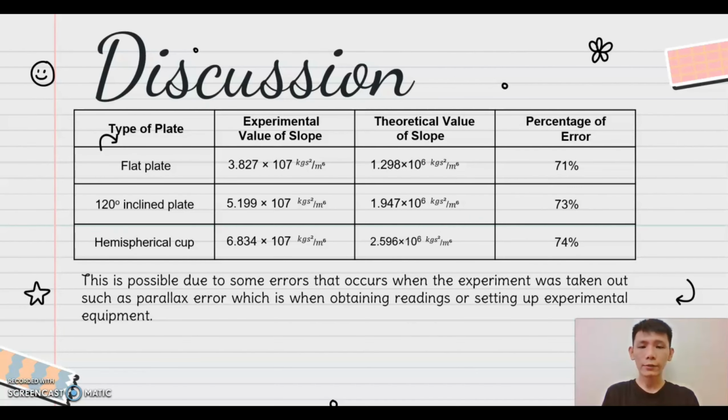My name is Teng Yu. I will cover the part of discussion. So after we did our lab, we did a calculation for the value of the slope with the experimental and theoretical methods. So we obtained quite a big percentage of error, around 70% for both experimental and theoretical methods for all types of plate. So we made a possible judgement. This is possibly due to some errors that occurred when the experiment was carried out, such as parallax error, which is when obtaining the reading or setting up the experimental equipment.